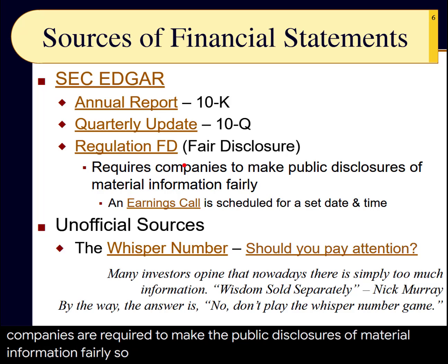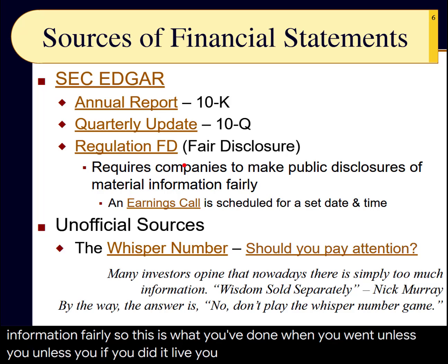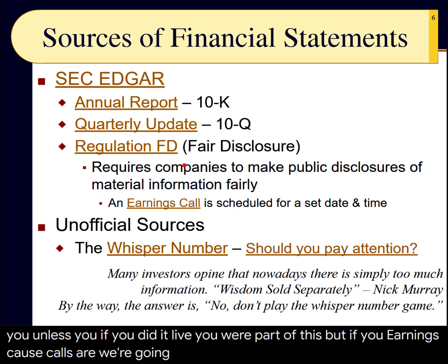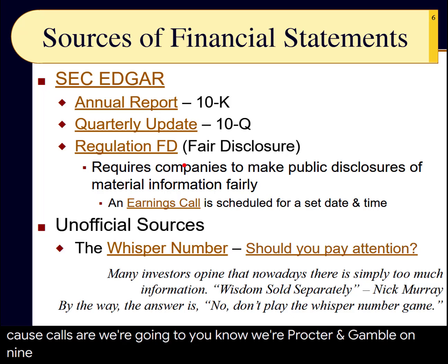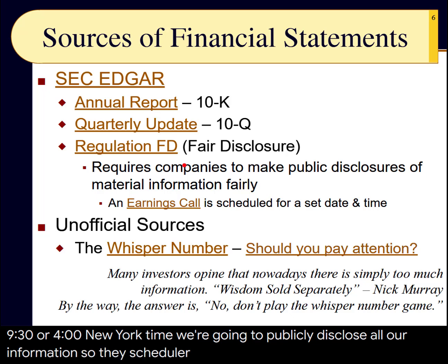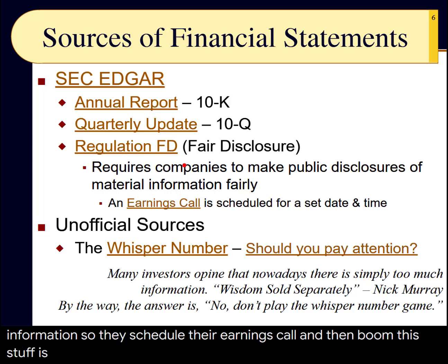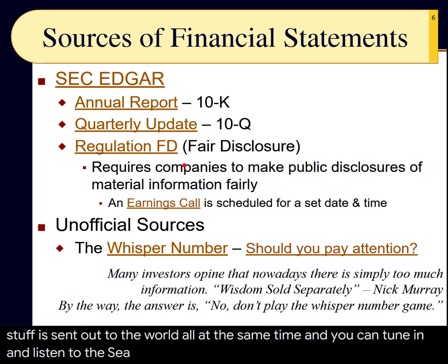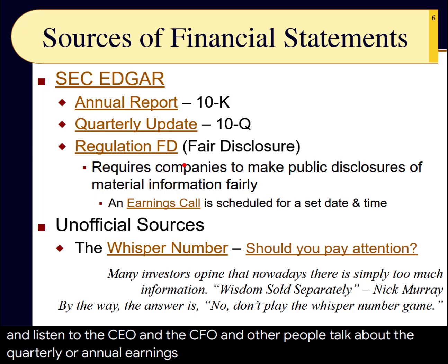So this is what you've done when you went, if you did it live, you were part of this. But if you did a recording or afterwards, that's what these earnings calls are. We're Procter & Gamble, and at 9:30 or 4 o'clock New York time, we're going to publicly disclose all our information. So they schedule an earnings call, and then boom, the stuff is sent out to the world all at the same time, and you can tune in and listen to the CEO and the CFO and other people talk about the quarterly or annual earnings.